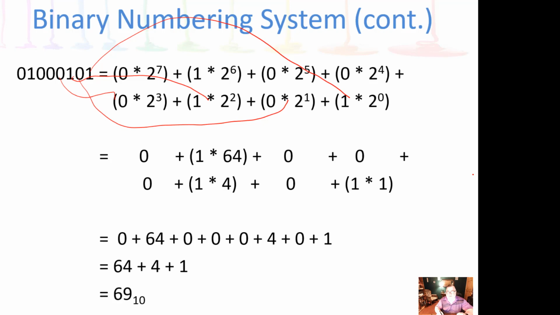I start with, over here, 2 to the 0, 2 to the 1, 2 to the 2. If I look at 2 to the 0, that's 1. 2 to the 1 is 2. 2 squared is 2 times 2, or 4, or 2 times this 2, if you want to look at it that way. 2 cubed is 8. To the 4th, 16. To the 5th, 32. To the 6th, 64. And to the 7th, 128.